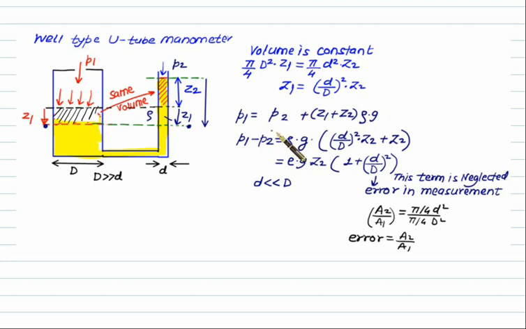Once we develop this relation, then start the calculation from P1. So the pressure at this point here, now the new level is here. From this new level you have to move upward. So we have P1 is equal to P2 plus Z1 plus Z2.